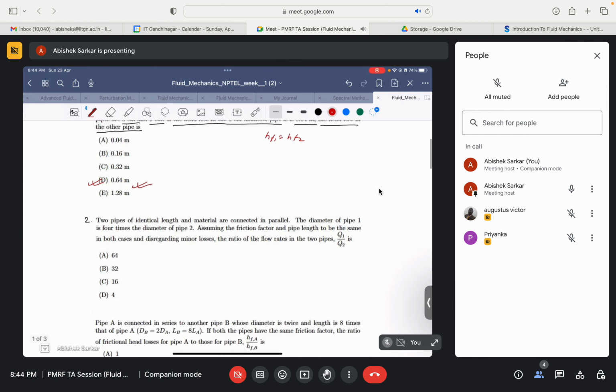Okay, question number 2. The two pipes of identical length and material are connected in parallel. Diameter of pipe 1 is 4 times the diameter of pipe 2. Okay, D1 is 4D2. Assuming friction factor and pipe length to be the same in both cases, and disregarding minor losses, the ratio of flow rates in the two pipes is given by, so you need to find Q1 by Q2.